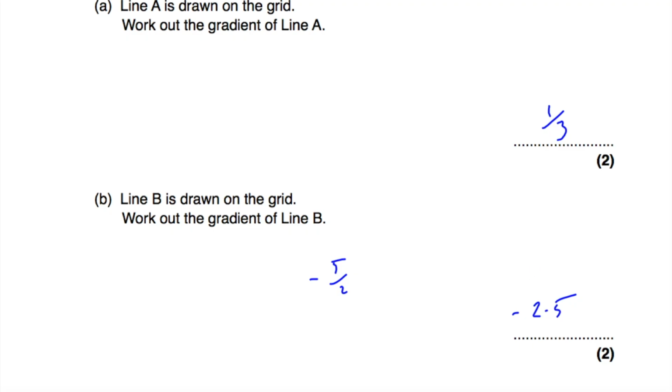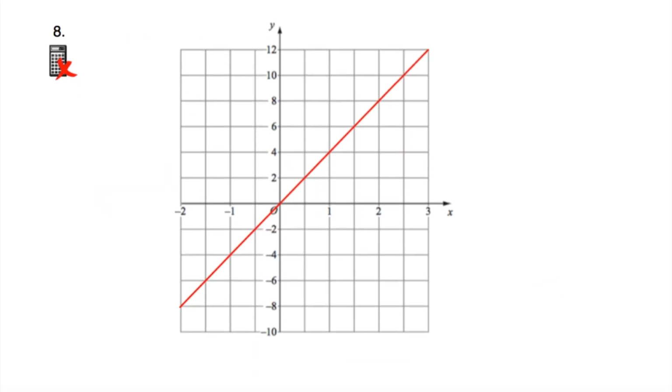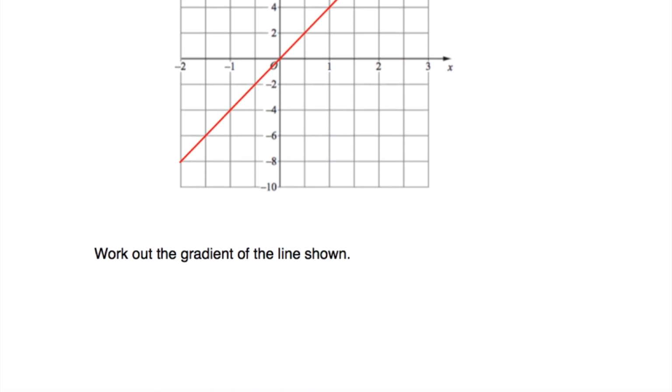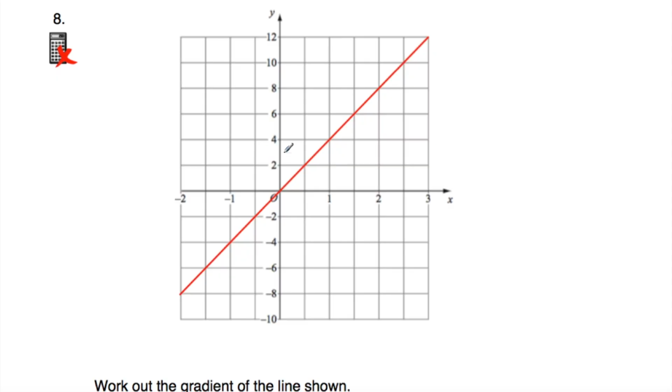Okay, let's look at our next question. Okay, question number 8. So question number 8, we've got this grid and we've got this line on the grid. And the question says, work out the gradient of the line shown. So we just need to find the gradient of this line. So let's choose 2 points on the line. I'm going to choose the origin. That's clearly on the line. And I'm going to choose this point here, the point 2,8.